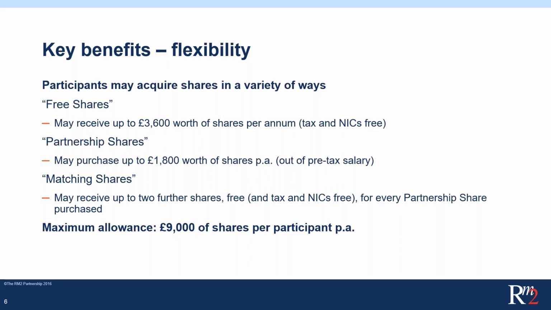And then finally, they can receive up to two further shares, again, free and free of tax and national insurance contributions, for every partnership share that they purchase. That's the buy one, get two free point I noted earlier. So each participant under a SIP can receive a maximum allowance of £9,000 of shares each year, which over a period of time obviously can really add up.